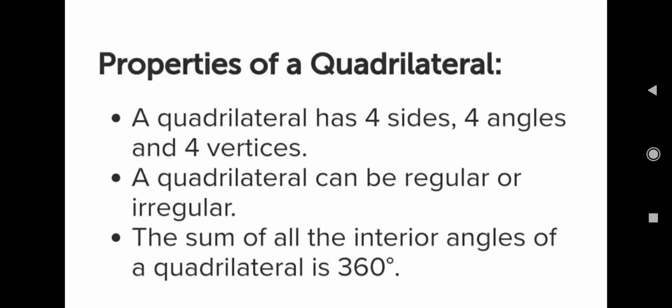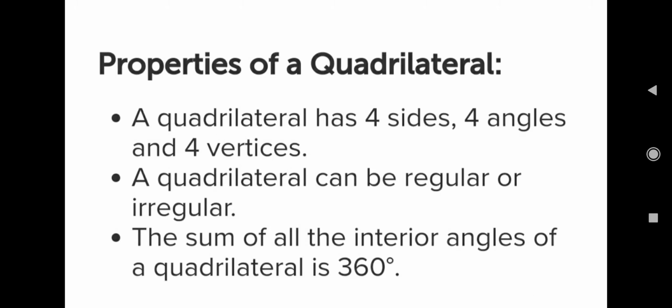Now some of the properties of quadrilaterals. As said earlier, a quadrilateral has got four sides. At the same time, it also has got four angles and four vertices. Four vertices, or we also call it as four angles. A quadrilateral is a four-sided figure with four angles and four vertices.